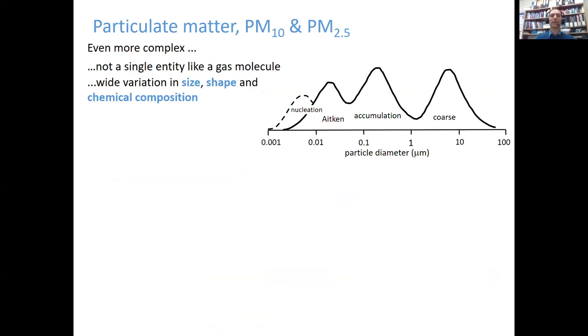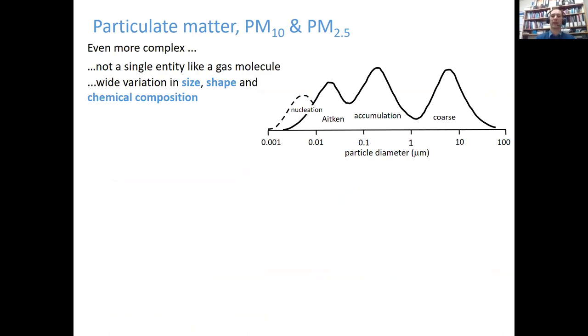If that isn't enough, when we move to particulate matter, it becomes even more complex, because particles are not a single entity like a gas molecule. A molecule of ozone is a molecule of ozone wherever and however it is formed, whereas one particle is not necessarily the same as another particle. Particles in the atmosphere come in a wide variation in size, shape and chemical composition. This graph at the top of the picture illustrates the wide variability in particle size in the atmosphere. The scale on the x-axis varies from 10 microns at the right hand end, through 1 micron, down to just tens of nanometers.